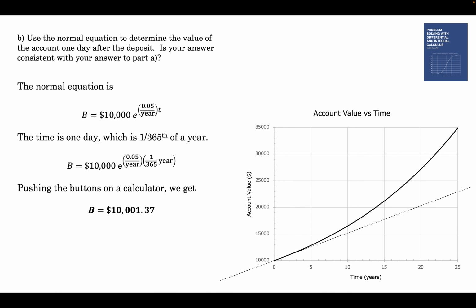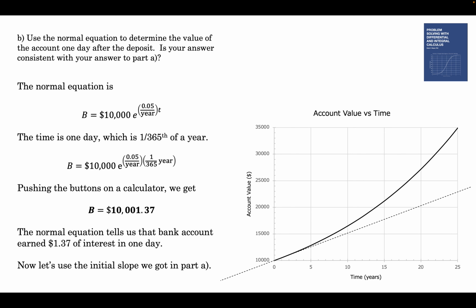So we do that on the calculator. We get $10,001.37. That's the value of the account after 1 day using the normal equation. The question asks, is it consistent with our answer to part A, which is $500 per year? So we have to see, is $500 per year consistent with this answer?